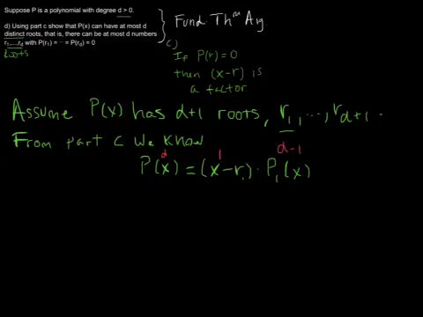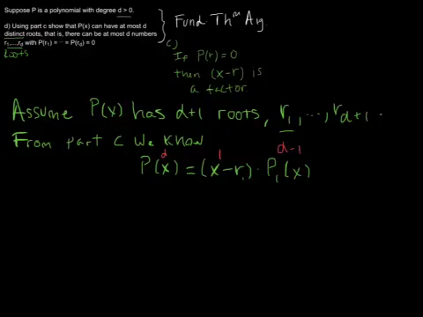And what we'd like to show is we'd like to come up with all the other factors, right? And the question is, how are we going to do that? Where are the other factors lying? Where is x minus r2? Well, x minus r2 isn't here, right? Can't be there. So x minus r2 must be some part of p1 of x.